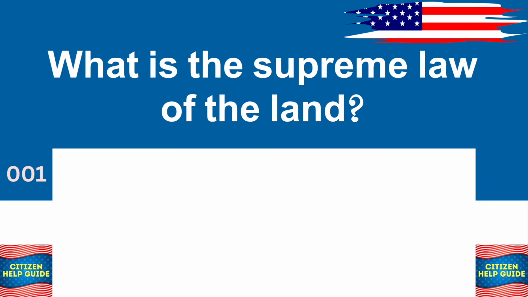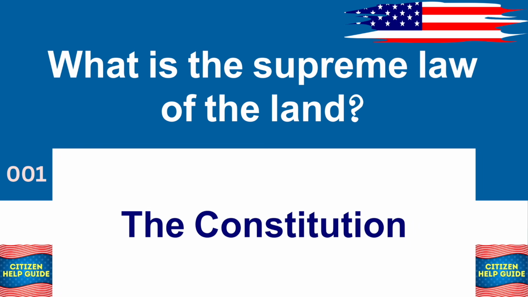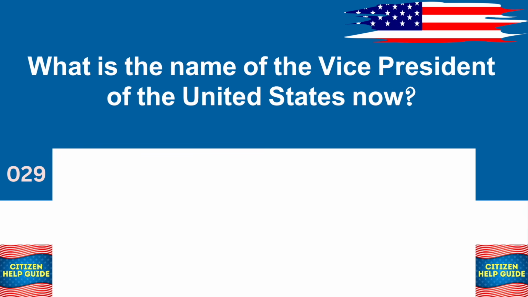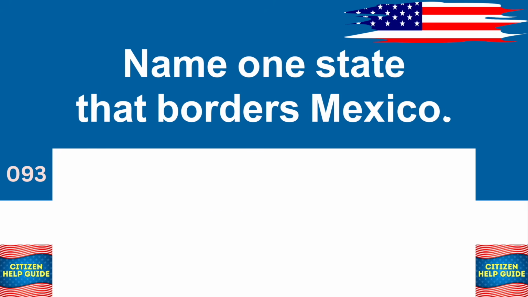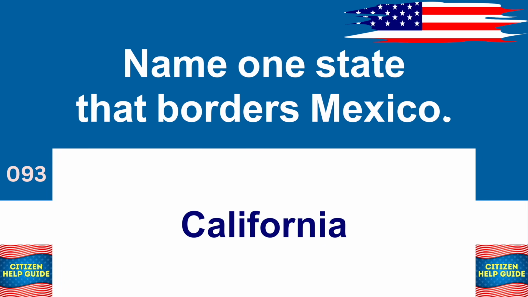What is the supreme law of the land? The Constitution. What is the name of the Vice President of the United States now? J.D. Vance. Name one state that borders Mexico. California.